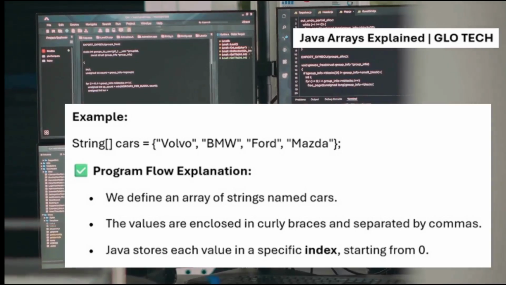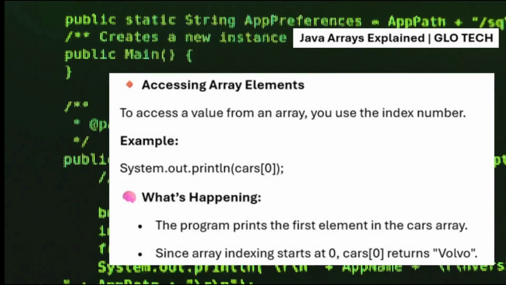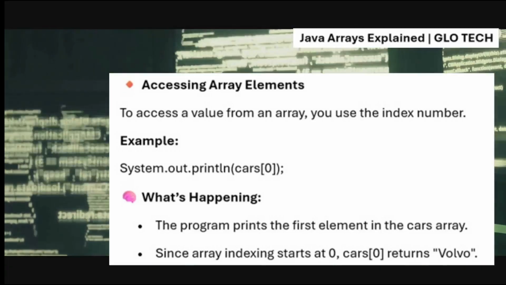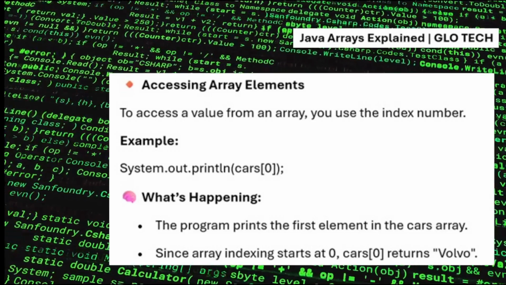Java stores each value at a specific index, starting from 0. To access a value from an array, you use its index number. For example, System.out.println(cars[0]). This prints the first element in the cars array. Since array indexing starts at 0, cars[0] returns Volvo.